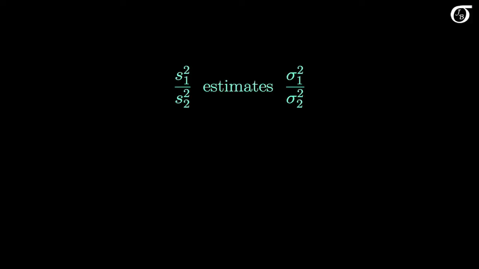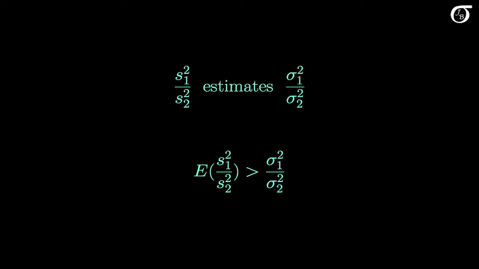The ratio of sample variances estimates the ratio of population variances. The expectation of each sample variance is its population variance. But ratios of statistics can be a little tricky to deal with at times, and the expectation of a ratio is not equal to the ratio of the expectations. Here, the expectation of the ratio of sample variances is actually greater than the ratio of population variances. The ratio of sample variances is therefore a biased estimator of the ratio of population variances. It's a little too big on average.